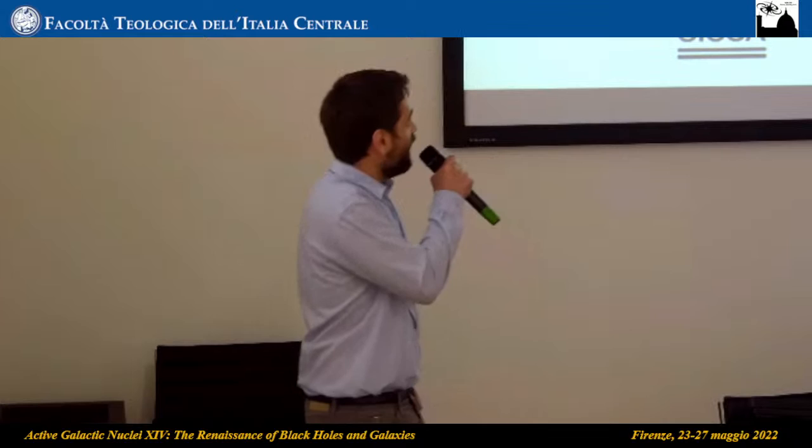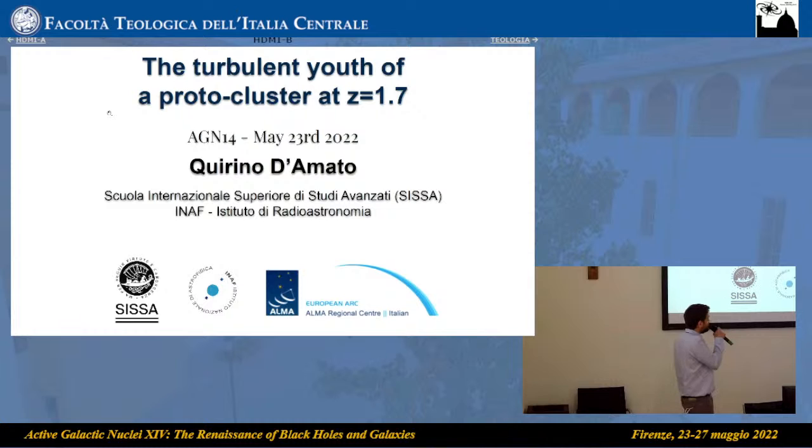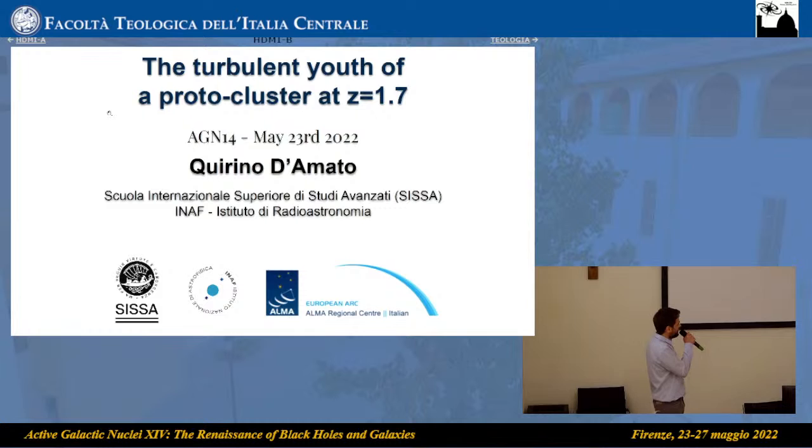So today I'm going to talk about large-scale AGN feedback, and in particular feedback produced by a radio galaxy at the center of a protocluster at redshift 1.7.